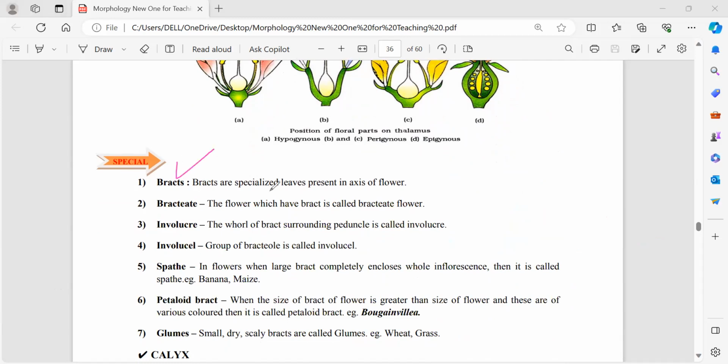Yes, sir. Bracts are specialized leaves present in the axil of the flower. We have the bracteate condition, that is when the flower is having bracts. We call it the bracteate condition. And when there isn't a bract, we have the ebracteate condition.